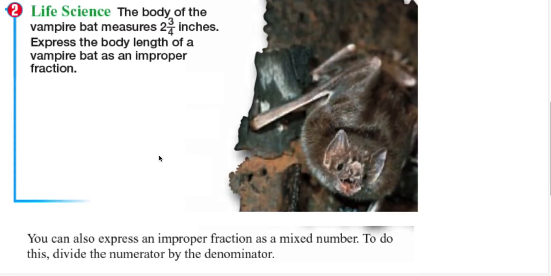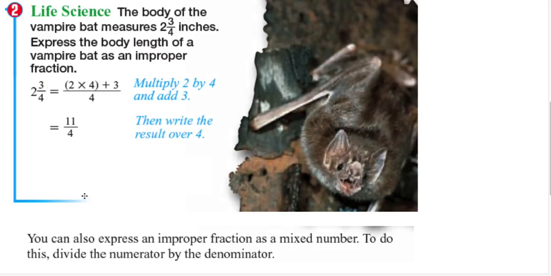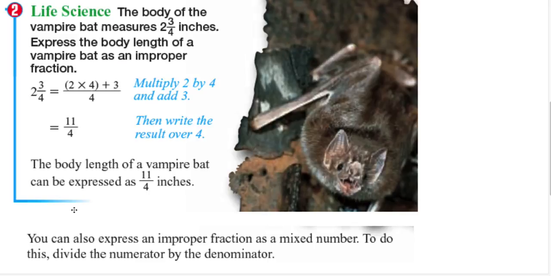Life science: the body of a vampire bat measures 2 3/4 inches. Express the body length of a vampire bat as an improper fraction. Again, we start off with 2 3/4. Multiply the whole number with the denominator. That's 2 times 4, and then you simply add the numerator. 2 times 4 is 8, plus 3 will give you 11 over 4. So the body length of the vampire bat can be expressed as 11/4 inches.